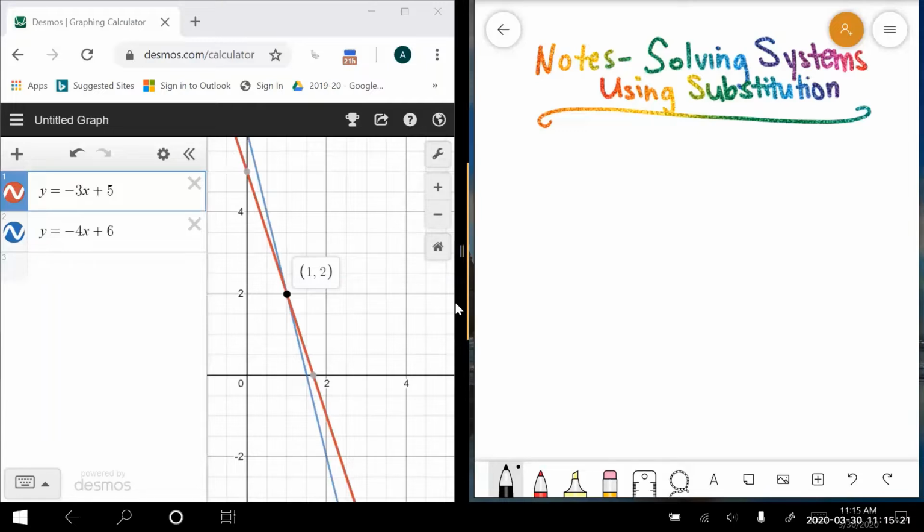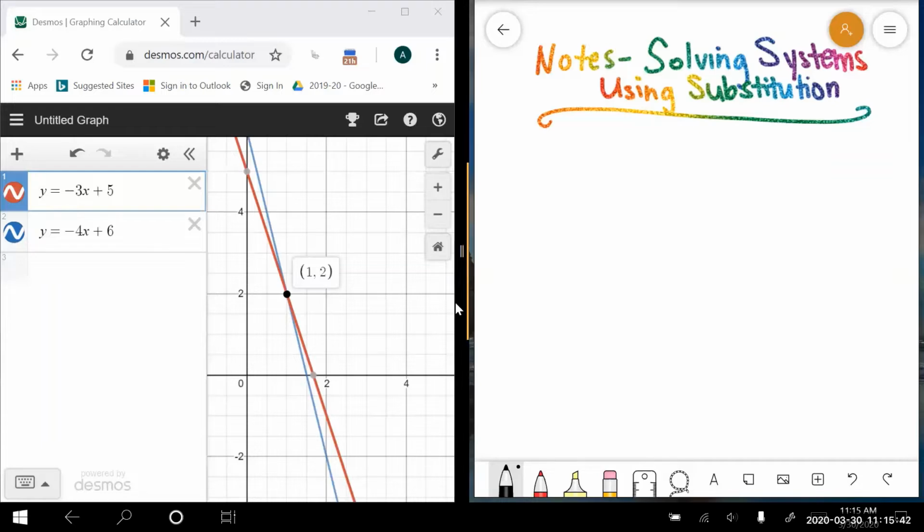But it's not always going to be effective graphing these things. We don't always have graph paper. We won't always have Desmos. And we won't always have nice numbers either. In this case, I did pick a system that gave us some nice numbers. So we need another method besides just graphing them and looking for their intersection. And so that's what we're going to focus on today.